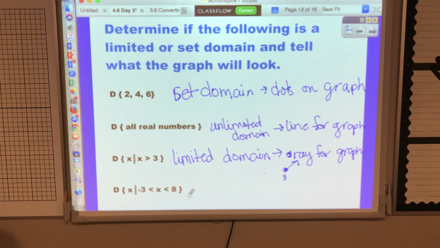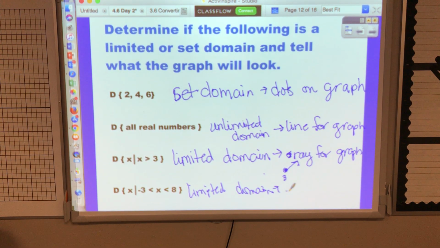Okay? This one here, again, it tells me it can be -3, or it's between -3 and 8. So for this one, it is again a limited or set. Okay? And our graph would be a segment.